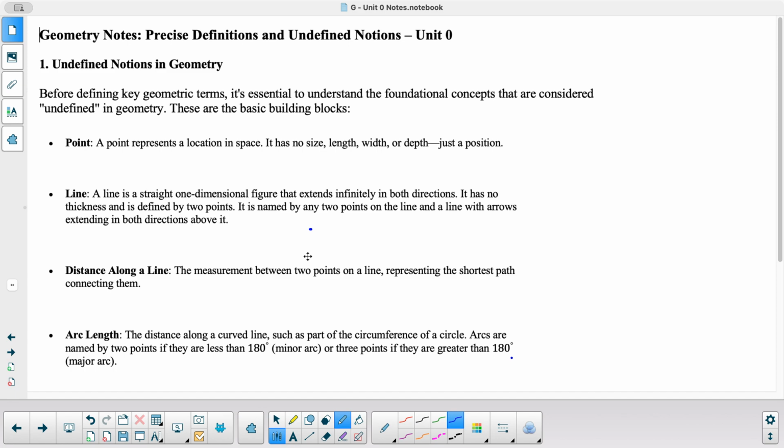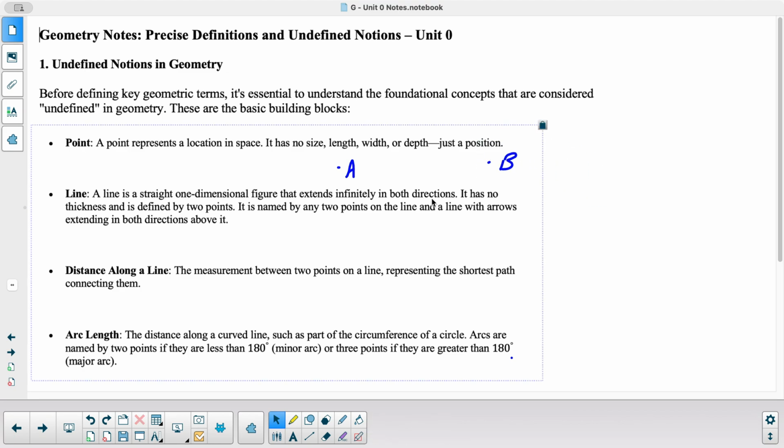You can think of it like a pin on a cork board. You ever put a pin in a cork board? It's so tiny. We usually label it with a letter, so we call it point A. And maybe up here is point B. It's just a location in space. All right, so there's a couple points.